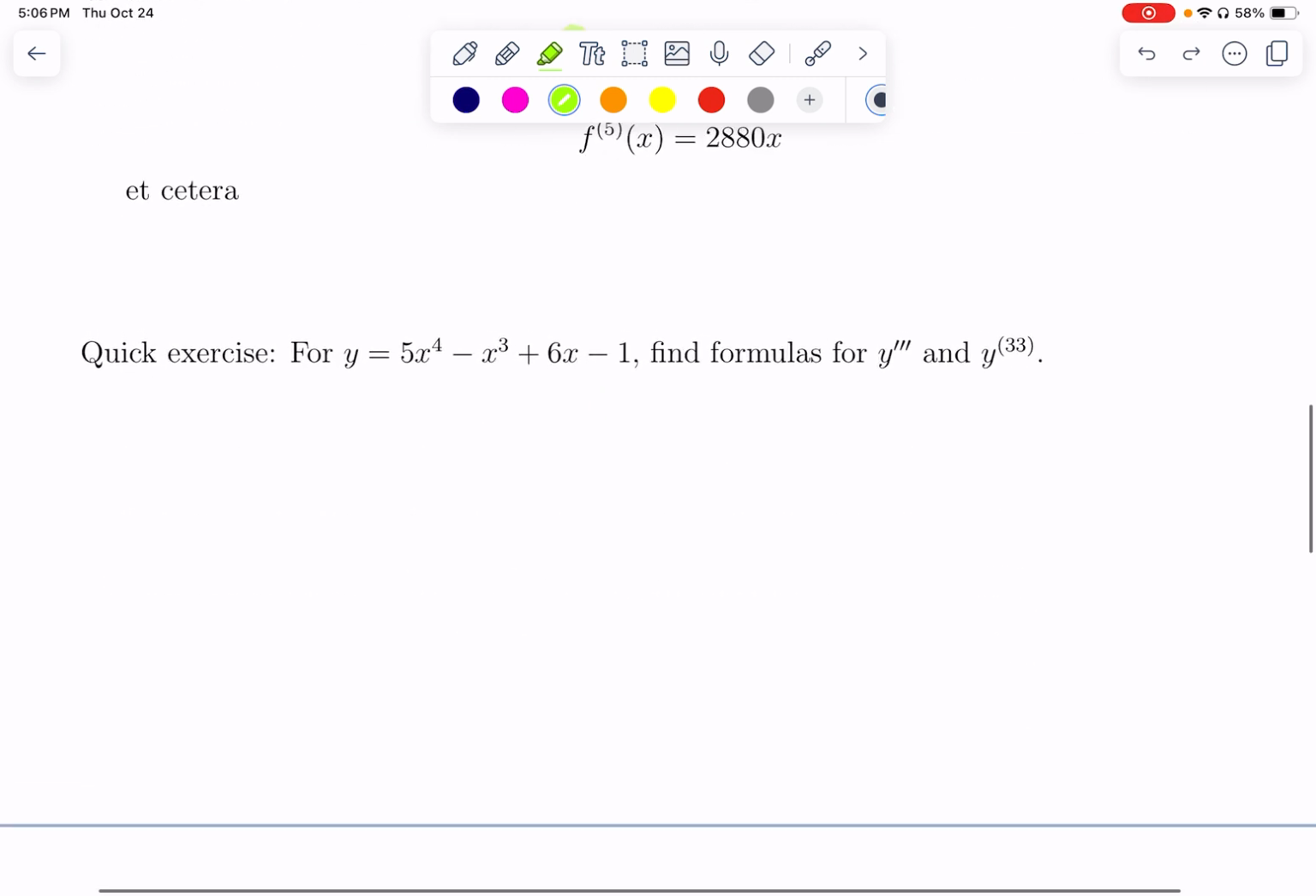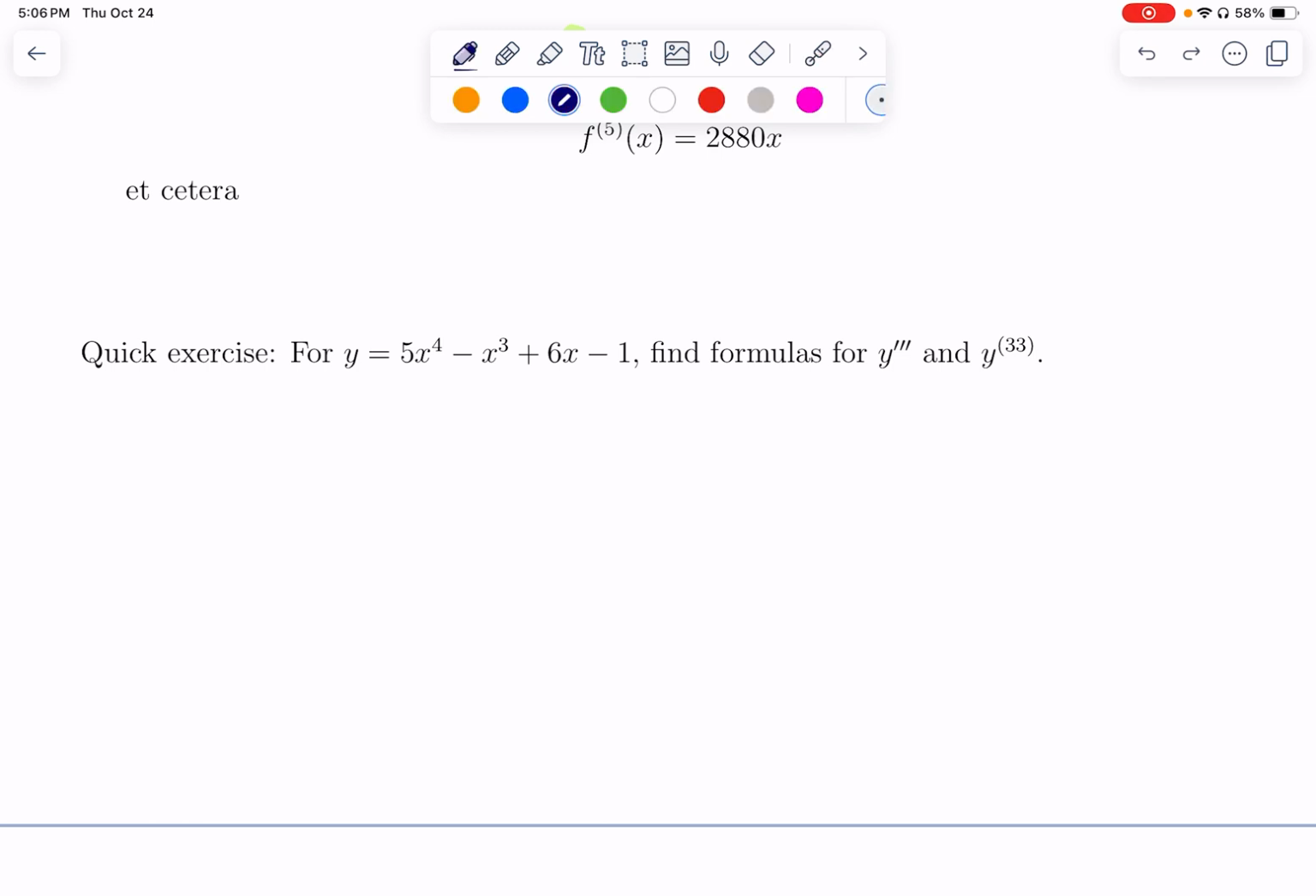So as a quick exercise, suppose that I tell you that y is this function, 5x to the fourth minus x to the third plus 6x minus 1. And I want you to find these two things. I'm not even going to say them out loud, right? So hit pause and figure out for yourself what are those things. Get as far as you can.